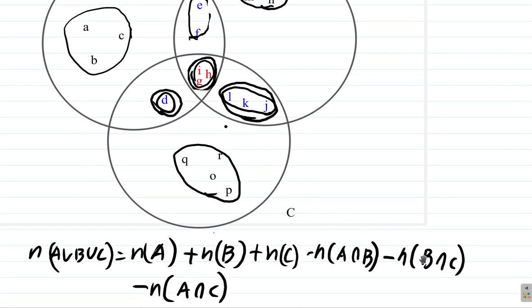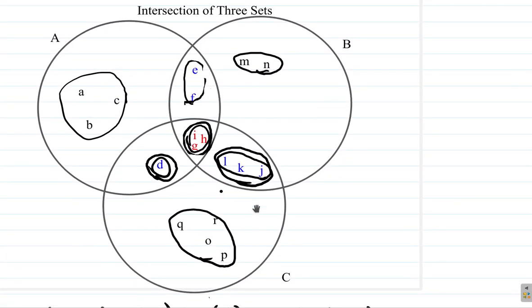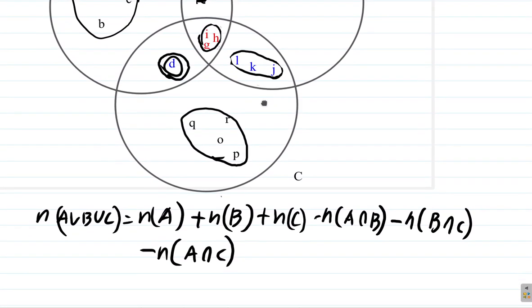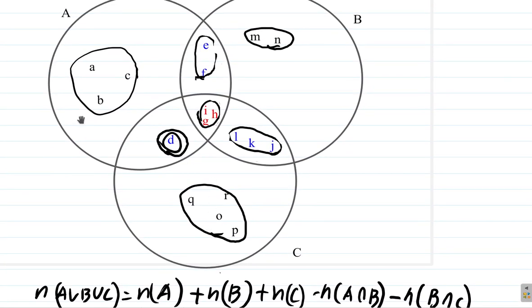We subtracted B intersect C once to remove our double counting. So here we remove one of these coverings. But this was in the removal. So we remove it. Good. Then we remove the number of elements in A intersect C. We remove that. This was removed.